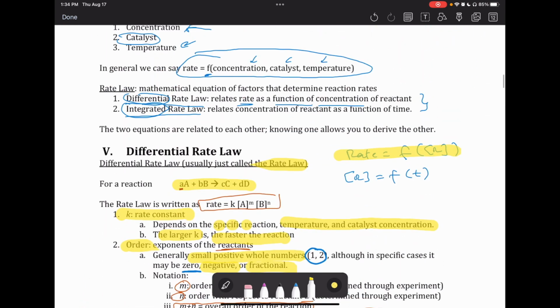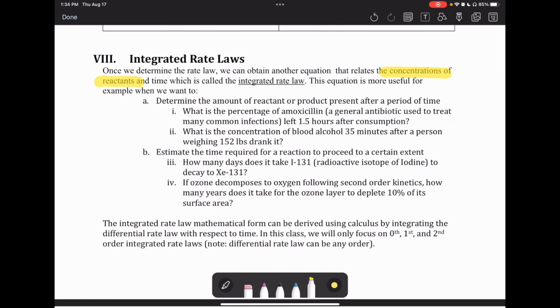So you might wonder why this would be necessary since we already have that one equation from the differential rate law. The reason is that there are some practical issues that are better addressed using this form of an equation. For example, if you take a medicine or a drug and you want to know how long it takes before you have to take it again, that's a question of concentration of the medicine as a function of time. And so that's better answered using the integrated rate law.